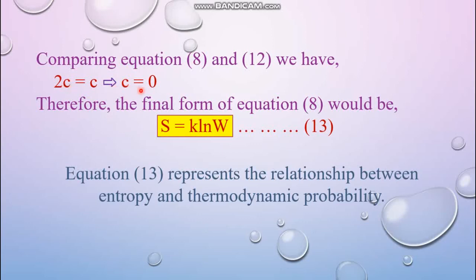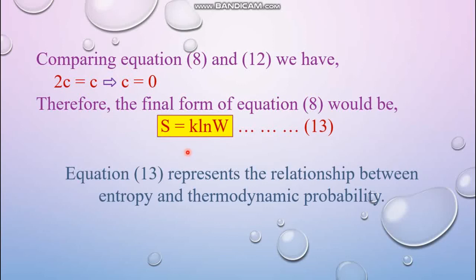So in both equation number 8 and 12, if you put c equals 0, then you will get equation number 13. And this is the desired relationship of entropy and thermodynamic probability. This is a very important relationship, and you have to derive it properly. So the relationship is S equals k ln W.